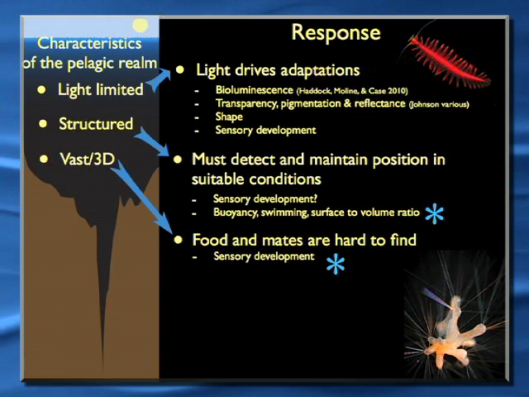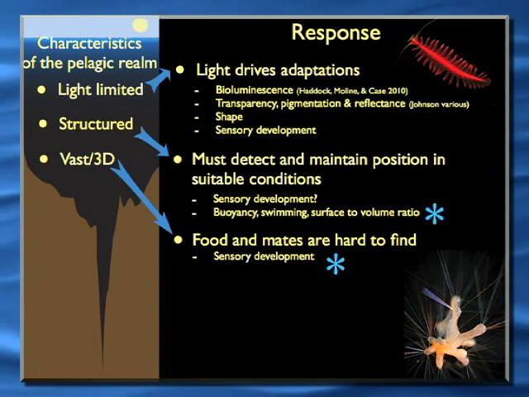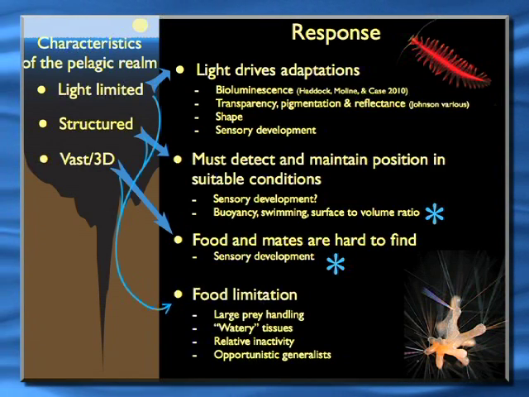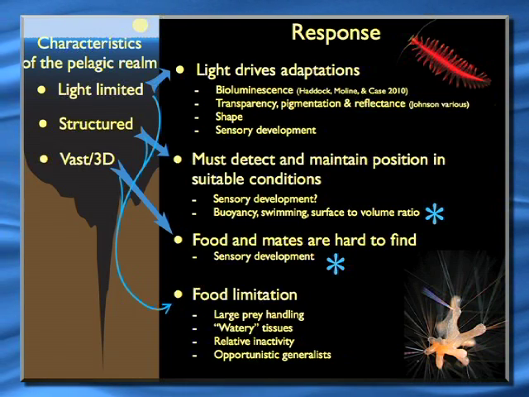Because the pelagic realm is so large, the food and the mates tend to be really spread out or really patchy, so they're hard to find. So I would expect to find lots of adaptations in their sensory development for being able to detect their food or detect their mates in this habitat and find them. And then finally, all three of those characteristics of the pelagic realm have led to food limitation.